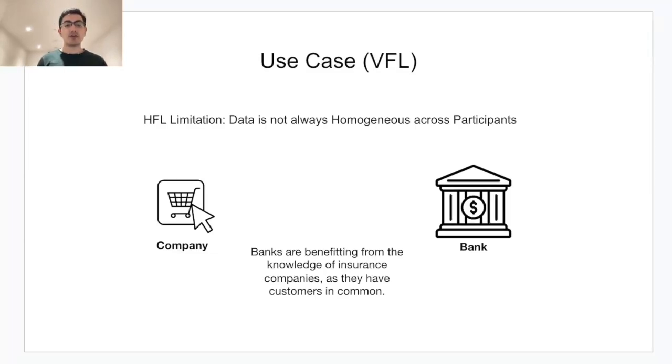However, one limitation of horizontal federated learning is that data is not always homogeneous across participants. One example could be a bank and an e-commerce company that want to collaborate. They have data on the same customers, that would be the same samples, but the bank has financial data, some features, and the e-commerce company has purchase history, some other features.